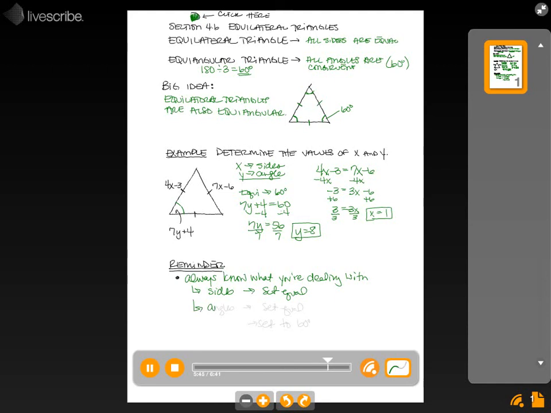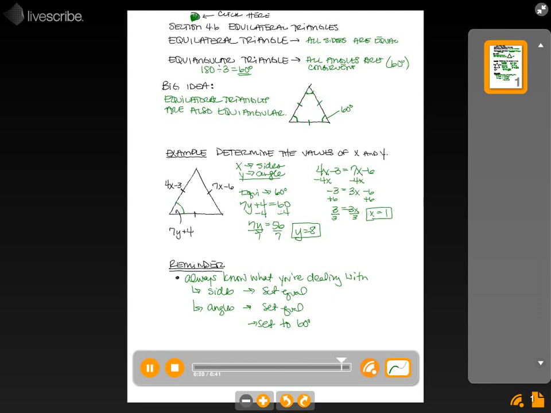If you're dealing with angles, then two things could happen. If you have two angles that are marked congruent, you could set them equal. Okay, that is a possibility, and we didn't do that in our example. Or you can set to 60 degrees. Okay, because angles all have to be equal to 60 in an equilateral triangle. Okay, so two different ideas for angles, one idea for sides. So know what you're dealing with, identify what your expressions are labeling, and go from there.